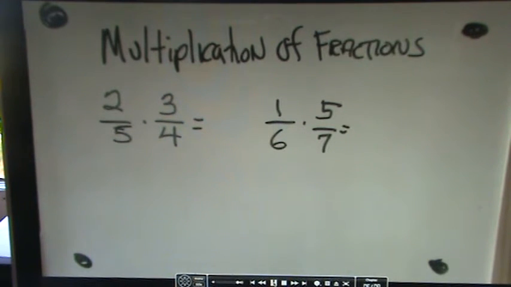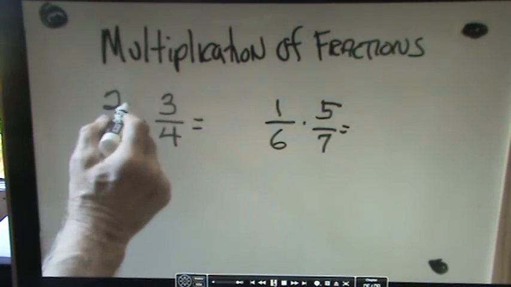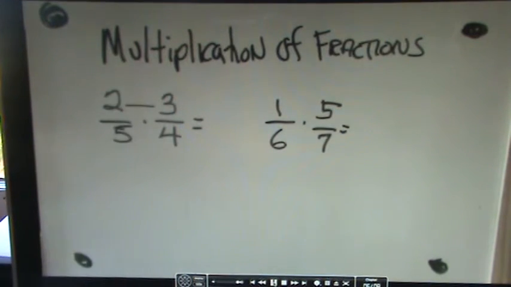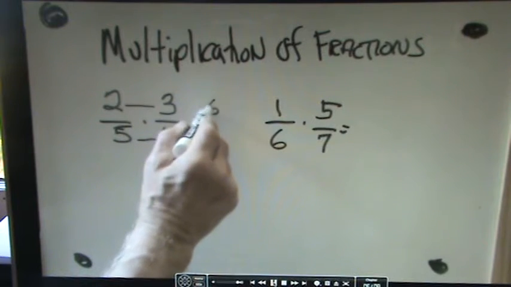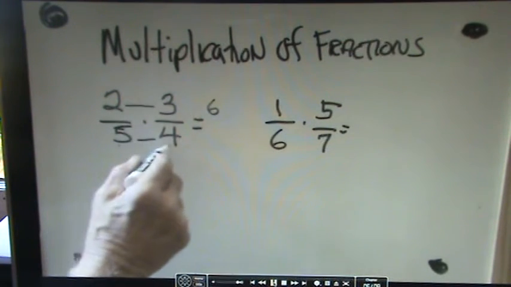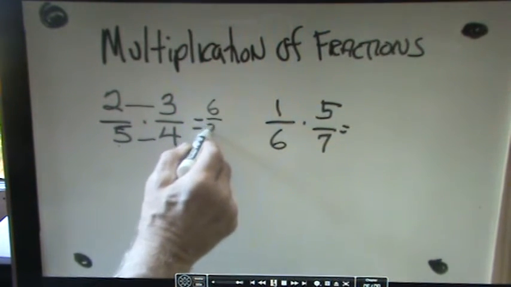Okay, let's take a look at problem number 1. We know that we just multiply the numerators and we multiply the denominators. 2 times 3 is 6. 5 times 4 is 20.